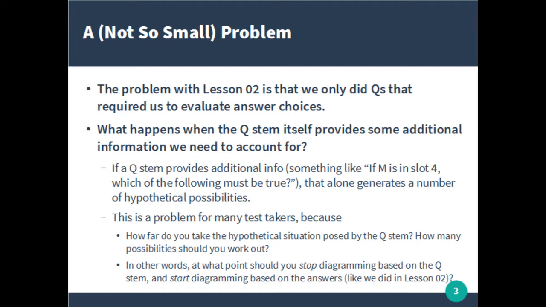This is an issue because you're good enough and you've done enough practice to see that in the proposed hypothetical question, if M is in slot 4, which of the following must be true, that alone generates a number of possibilities. And because you have some skill and familiarity, the temptation is to sit there and try to figure out as much as possible. And that's good instinct, and you need to do that.